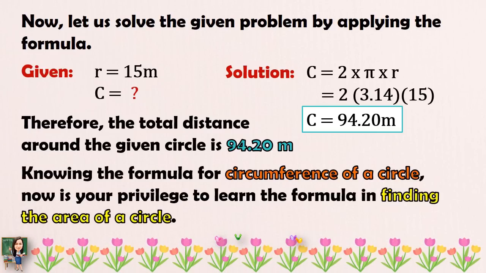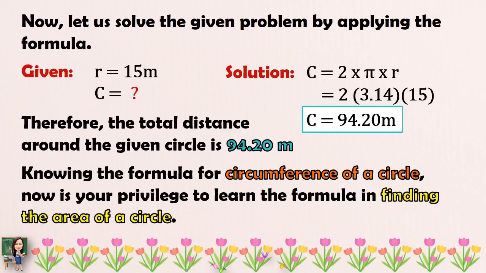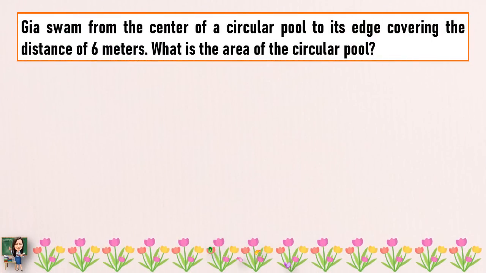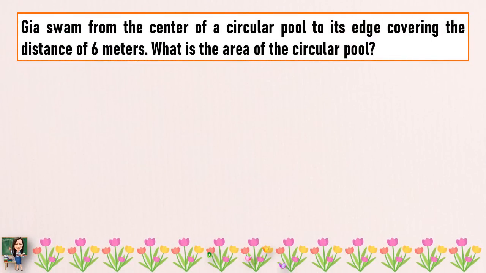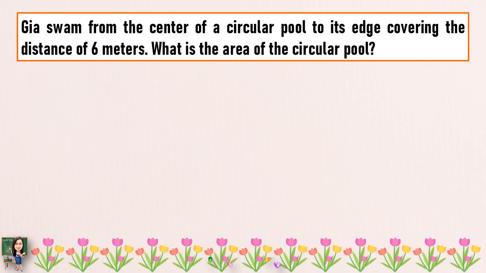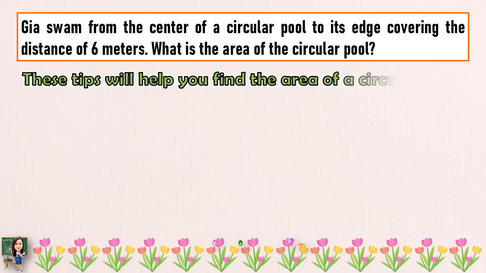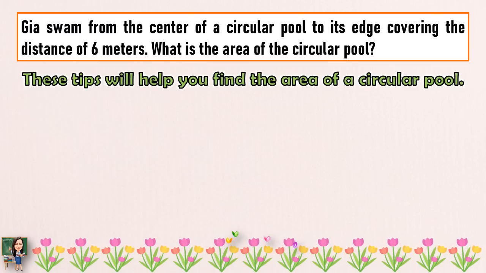Knowing the formula for the circumference of a circle, now it is your privilege to learn the formula for finding the area of a circle. Let us read this problem. Gia swam from the center of a circular pool to its edge, covering a distance of 6 meters. What is the area of the circular pool? These tips will help you find the area of a circular pool.